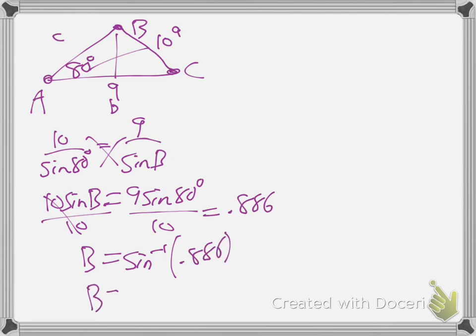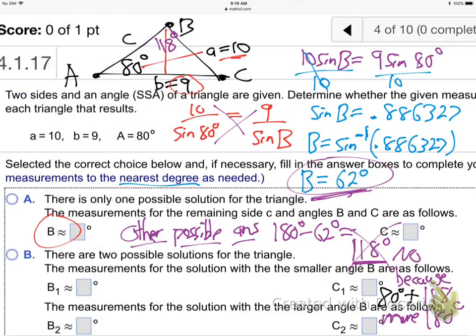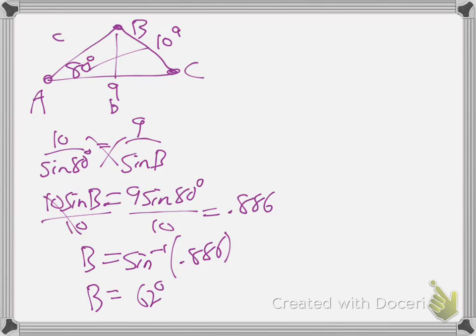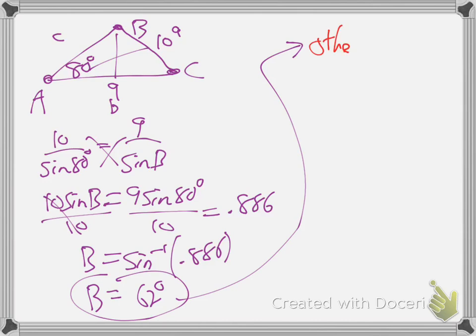0.886 inverse sine, and we got 62 degrees, right? Yeah, 62. So that's that, and then we did the other possible angle. So what you always do when you're doing sine inverse is you have another possible angle.